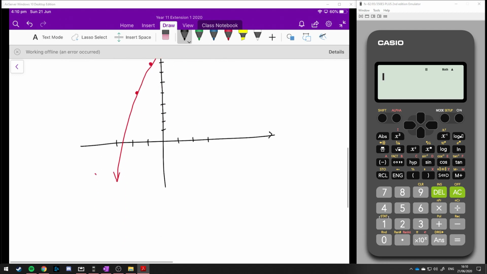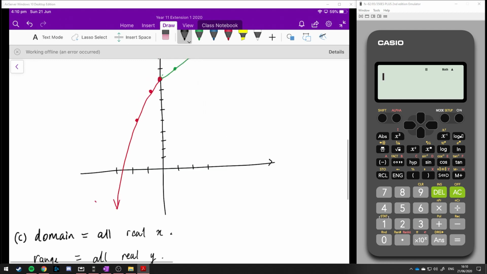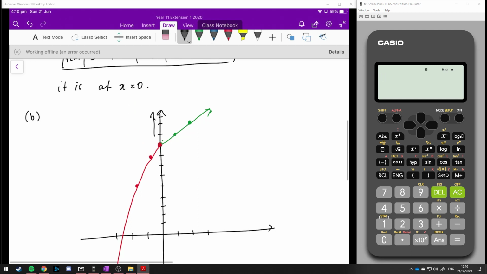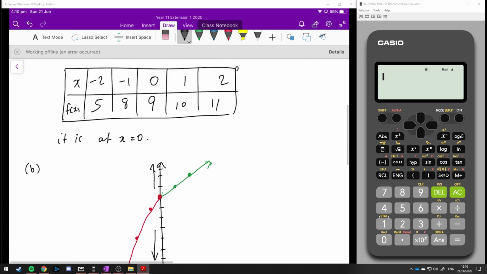Well, the domain for this case, so what x values can I have in this case? Well, it's all real x. And the range, the y values I can get back out, are all real y values. So I'm always going to get something along here and something down here, and I'm always going to be able to put something into this function. Okay, so that's example number 1.